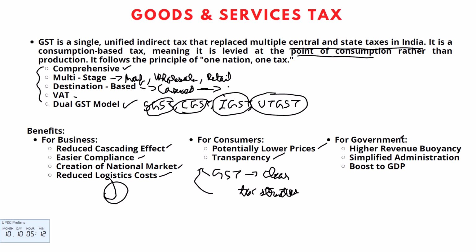For government, higher revenue buoyancy, which means tax revenue collection is expected to increase in the long run as compliance improves and the tax base expands. Simplified administration. See, streamlined tax administration in GST helps people know step by step, and it will also help the government to scrutinize and work on the administration properly. Next one is boost to GDP. Expected to boost India's GDP in the long run by improving the efficiency and reducing the cost.